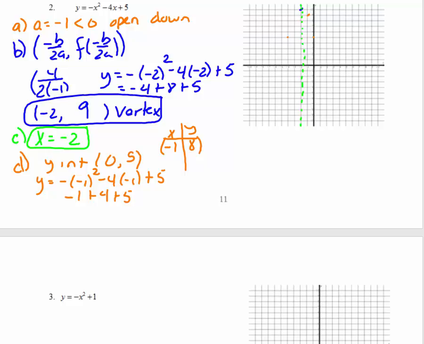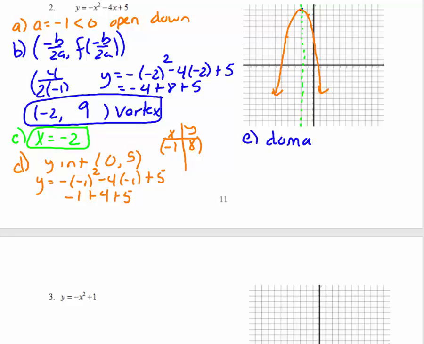And I'm 1 unit away, so I'll go 1 unit over to the other side, and then I'll just draw my parabola. It also asks for the domain and range. So for part E, I need to find the domain and the range.